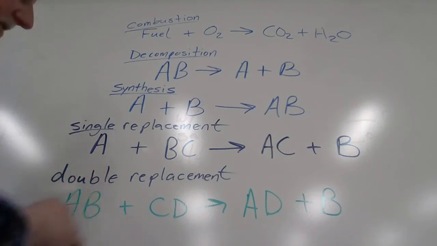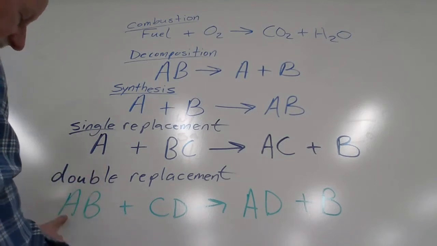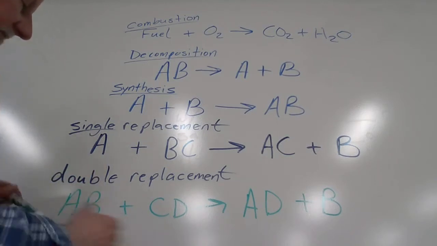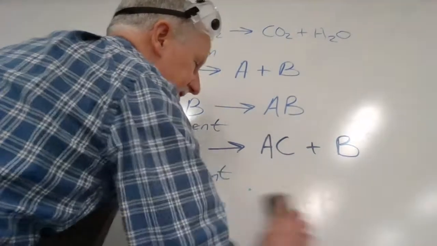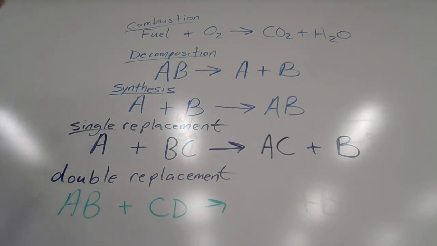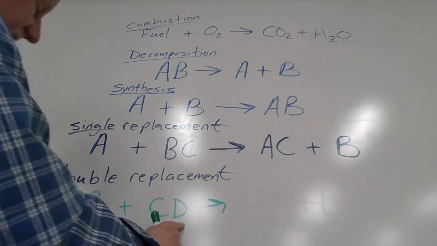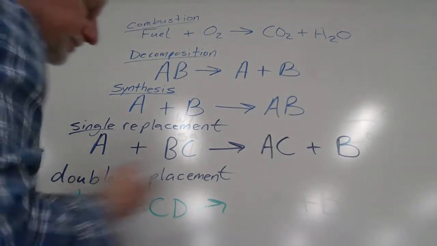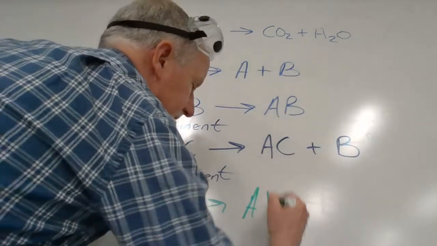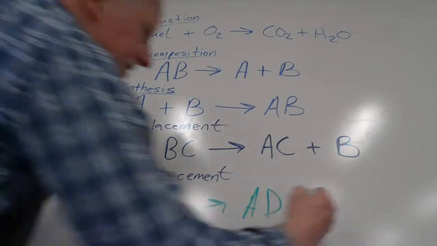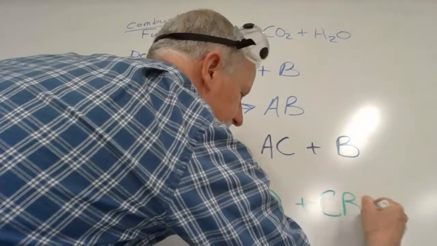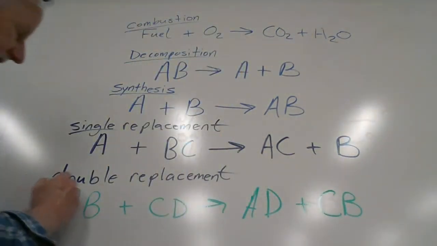See, when we think back to formulas, this is the positive one and this is the negative one, if it's ionic, which oftentimes it is. So we got to keep our ions straight here. The positive ones are first, the negative ones are second. So we need A with a D plus the C with the B. C, B, there we go. So now that's double replacement.